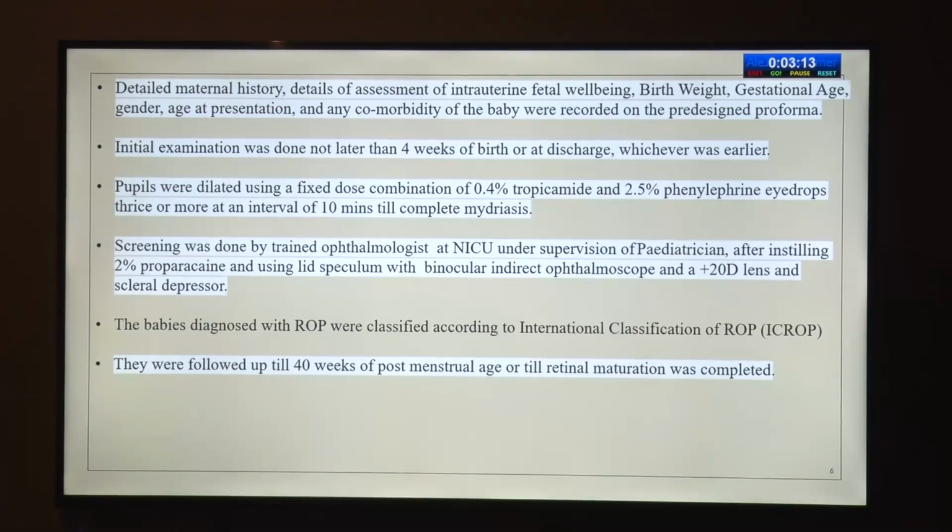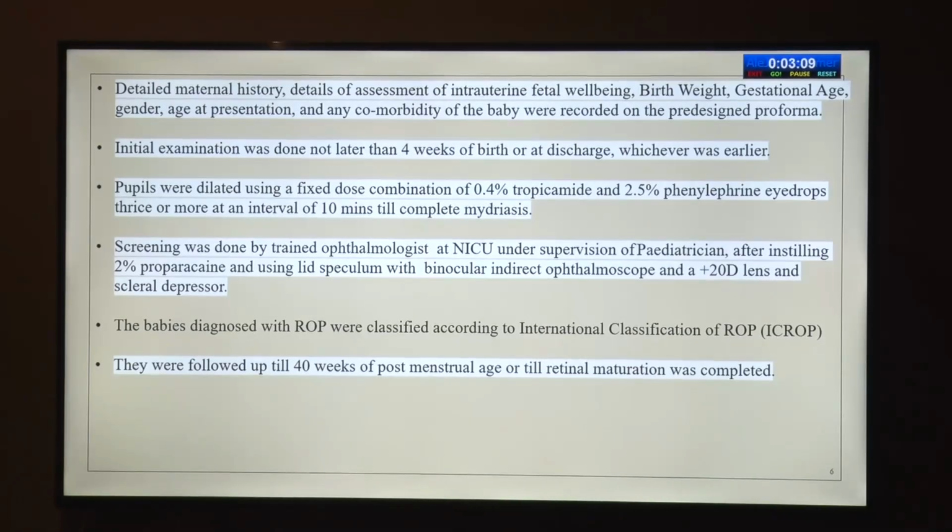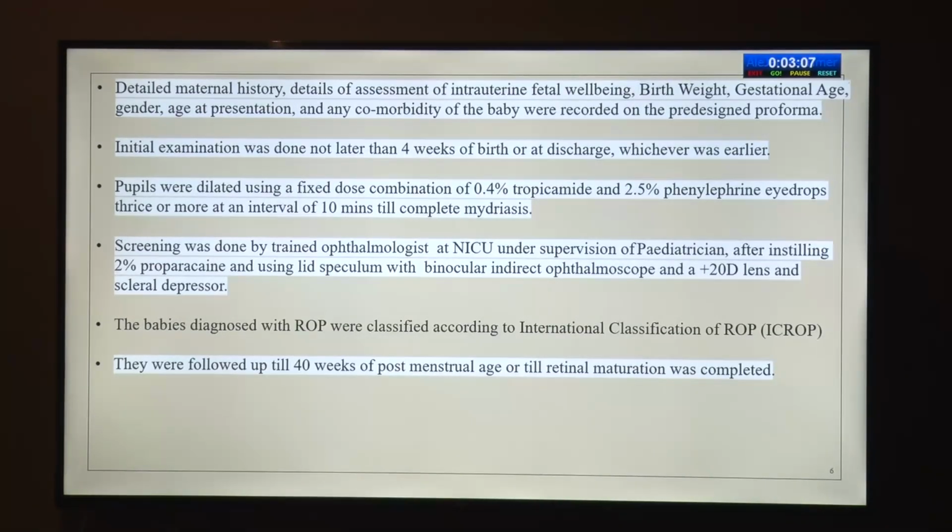Detailed maternal history was taken. Initial examination was done not more than 4 weeks after birth, and the pupils of infants were dilated using a fixed combination of 0.4% tropicamide and 2.5% phenylephrine drops. The screening was done by trained ophthalmologists at the NICU under supervision of a pediatrician after instilling 2% proparacaine drops, using a lid speculum, binocular indirect ophthalmoscope, 20D lens and a scleral depressor.